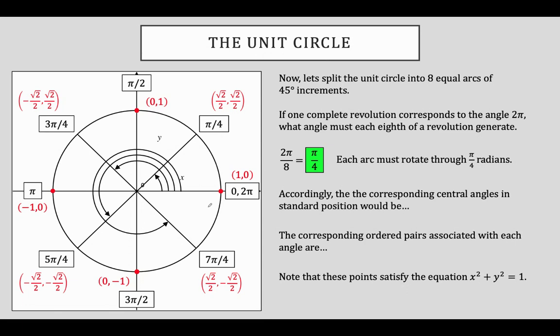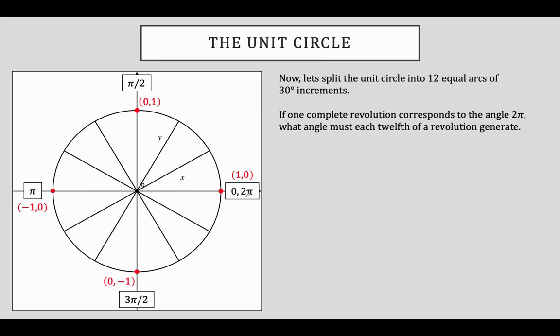All right, so those were 8 equal arcs. That meant every single little chunk was a quarter of a pi. Again, 1 quarter, 2 quarters, 3 quarters of pi, 4 quarters of pi, 5 quarters of pi, 6 quarters of pi, 7 quarters of pi, and 8 quarters of pi. We can also take each quadrant and split them up. In this case, the entire circle would be split into 12 equal arcs. 1, 2, 3, 4, 5, 6, 7, 8, 9, 10, 11, 12.